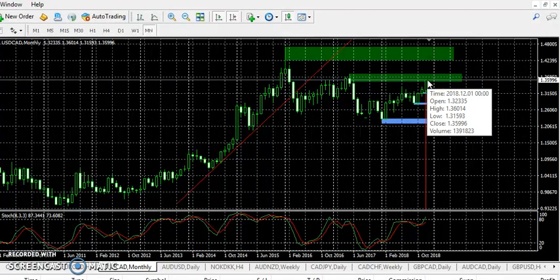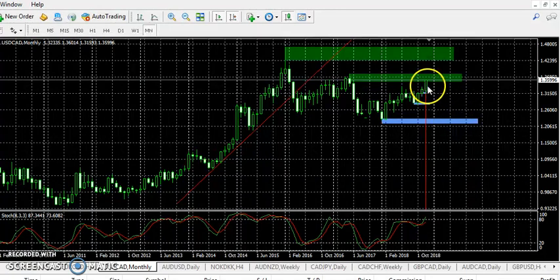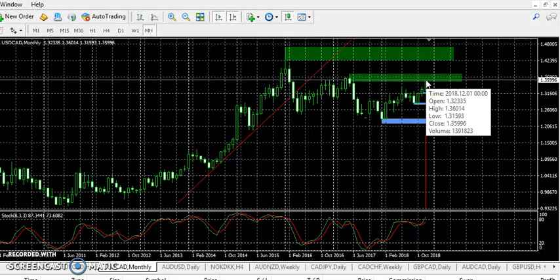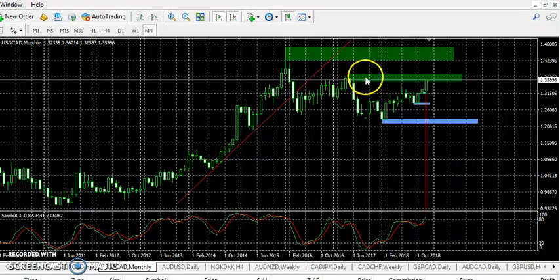So we still have to be careful with our buys because we are pushing against larger time frame supply areas, although we are in a lower time frame uptrend, as stated. So that's the monthly.